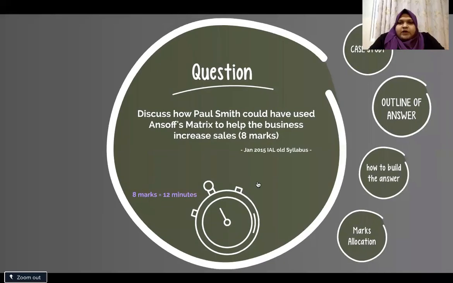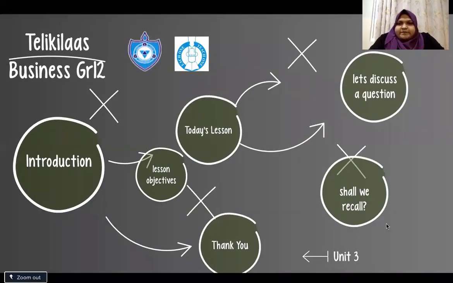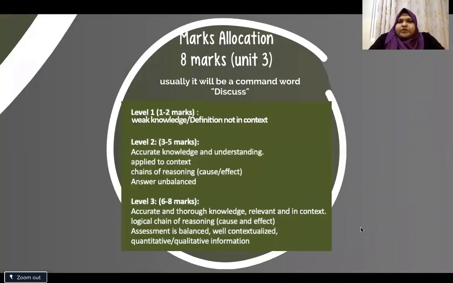Now, how are the marks actually allocated? Let's have a look. In Unit 3, the marks allocation is a bit different from your other units, and usually the command word for this particular 8-mark question will be discuss. There are 3 levels to this question. Level 1, where you will get a maximum of 1 to 2 marks, is where you have weak knowledge, definition, not in context. And level 2, where it's up to 3 to 5 marks, here you have to talk about accurate knowledge and understanding, applied in context.